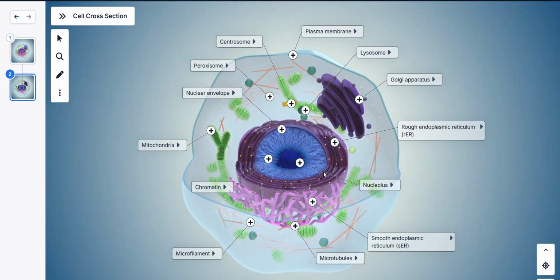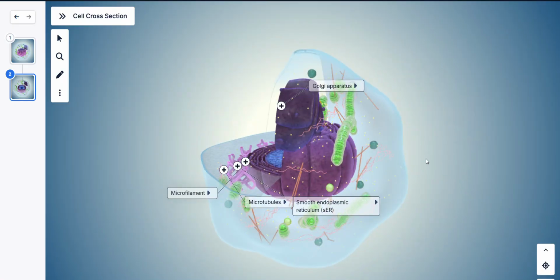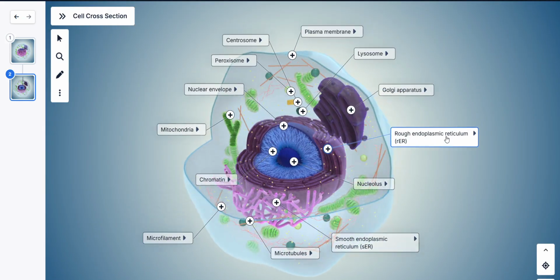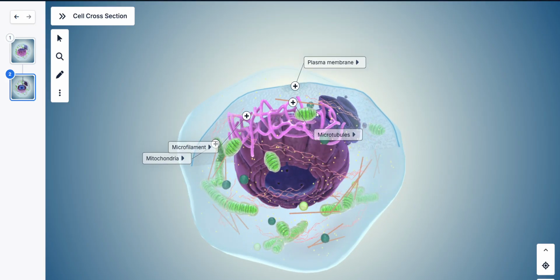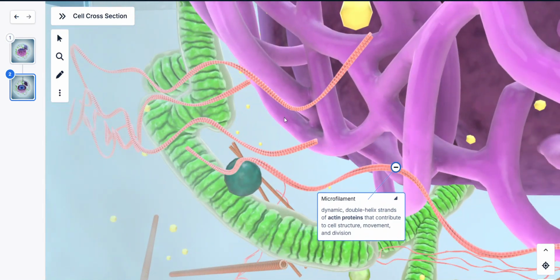Okay, here is the small introduction about the cell, the basic functional and structural unit of the human body. Here we have microfilaments, mitochondria, microtubules, done, as we said. Okay, it's done.